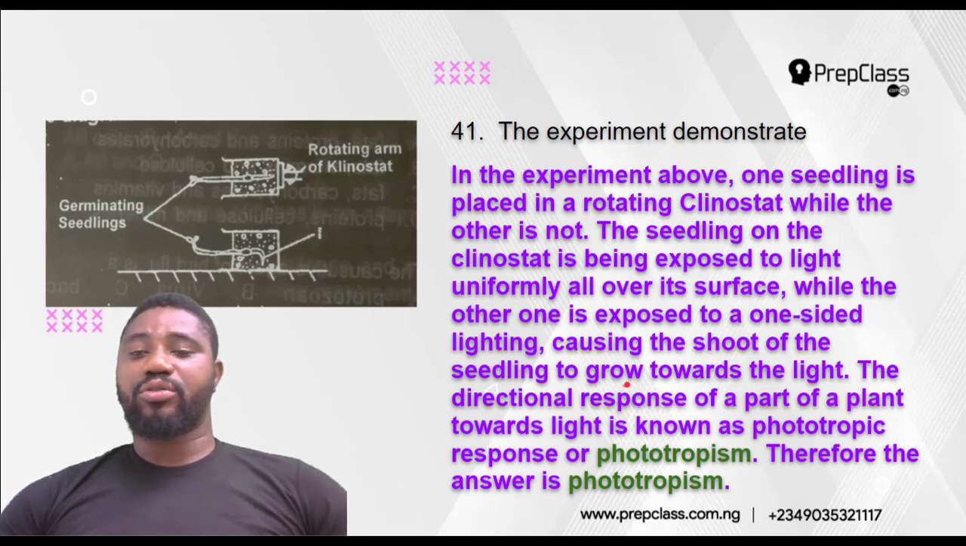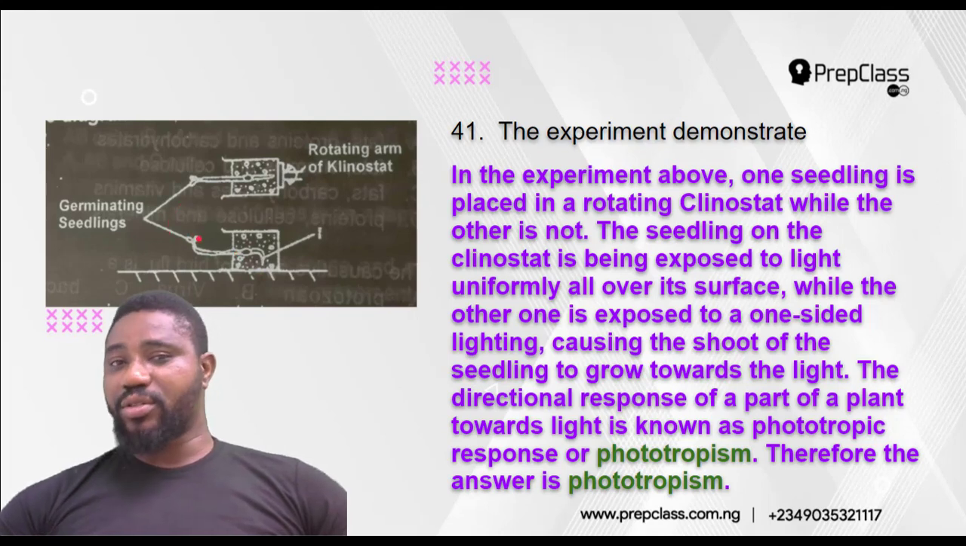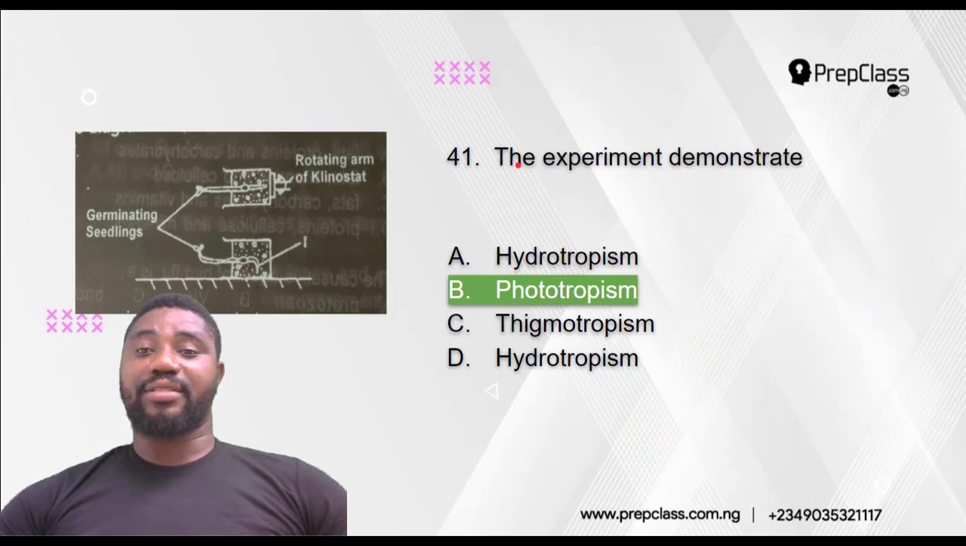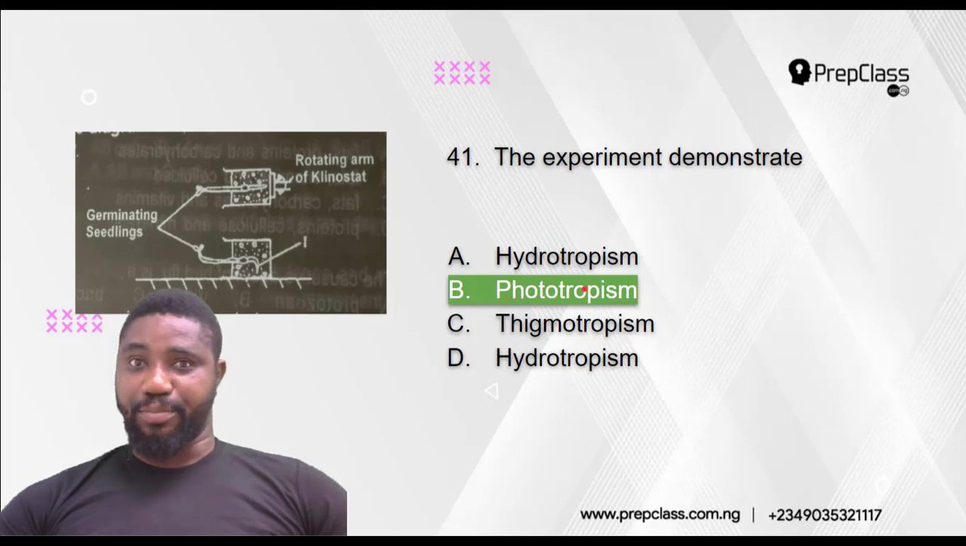Now the directional response of a part of a plant towards light is known as phototropic response or phototropism. Therefore, the answer is phototropism. This experiment is used to demonstrate phototropism. So this plant is exhibiting phototropism. The shoots are growing towards light. The roots are growing away from light. You see? So that is response to light. Photo, one part of the plant, tropic movement. So that is phototropism. Because of that, the correct answer is phototropism, and that's option B.